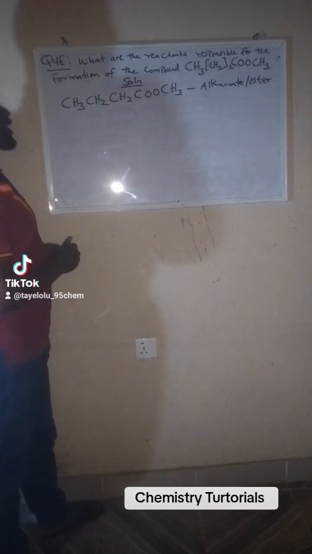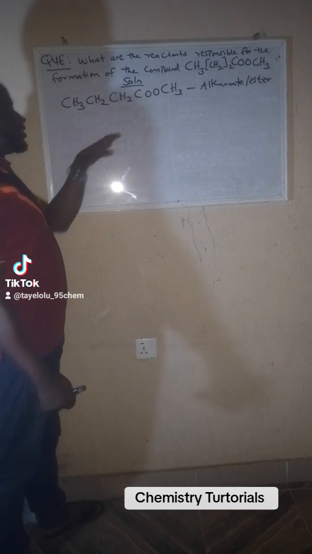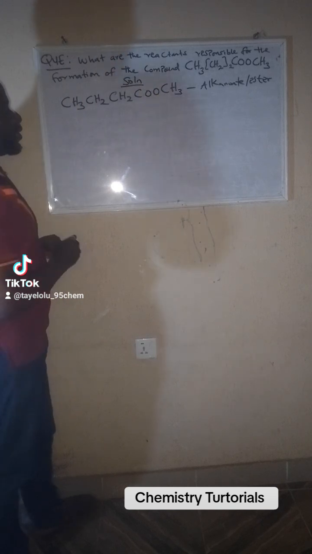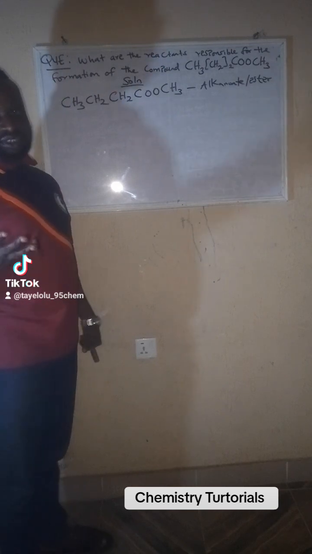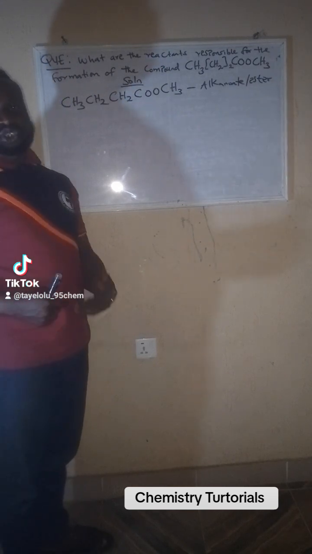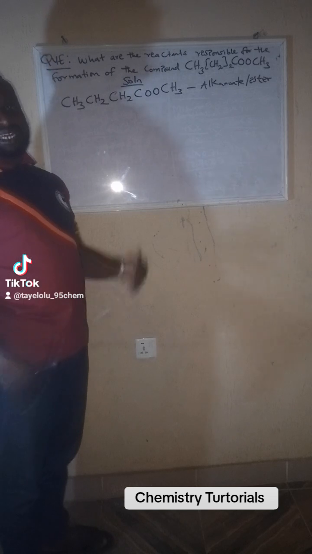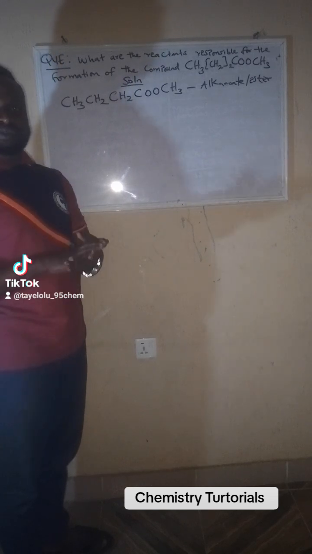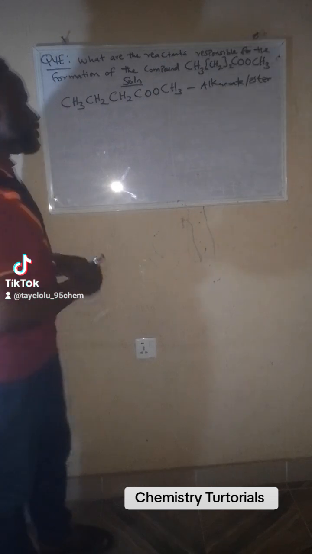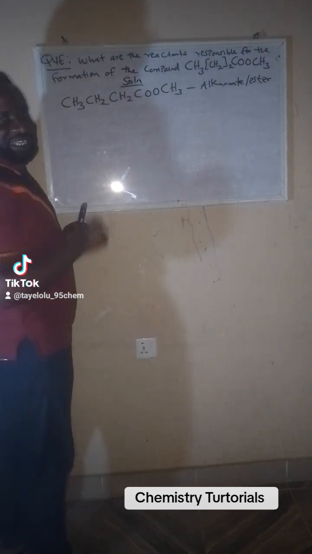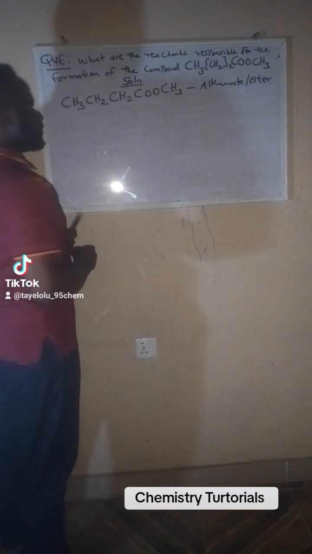So how do we now get the reactants that are reacted together to form this? Now, esters are formed through the esterification process. That is a reaction between an alcohol and an alkanoic acid in the presence of H2SO4 to form esters and water only. So how do we know the reactant exactly that is responsible for this?